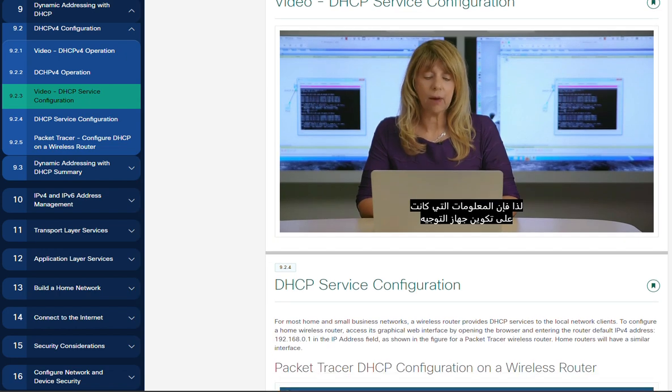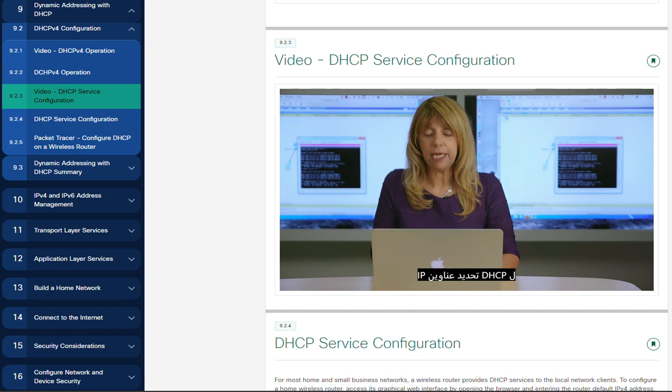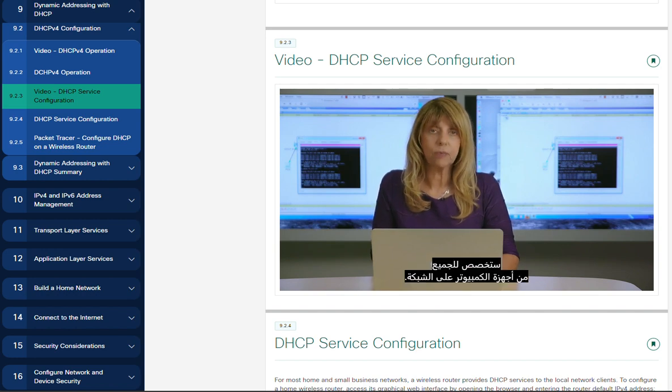So the information that was on the router configuration for DHCP determined what IP addresses would be assigned to all of the PCs on the network.